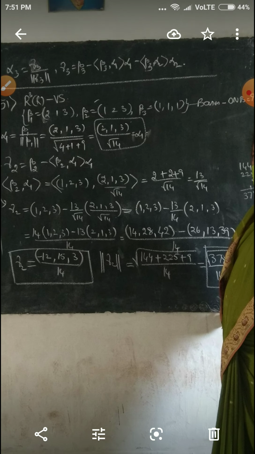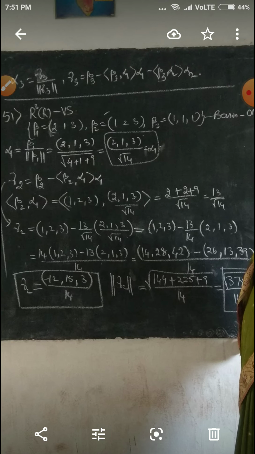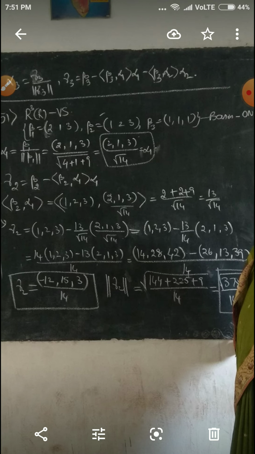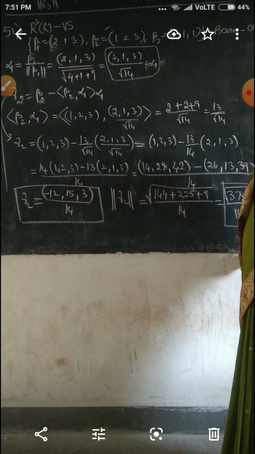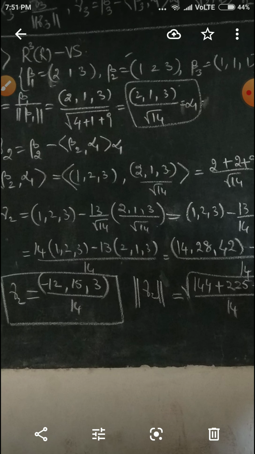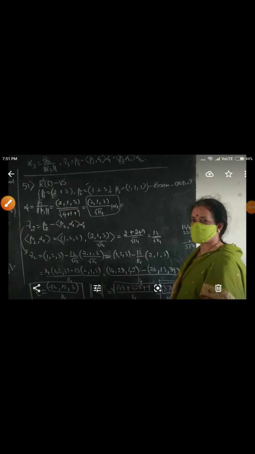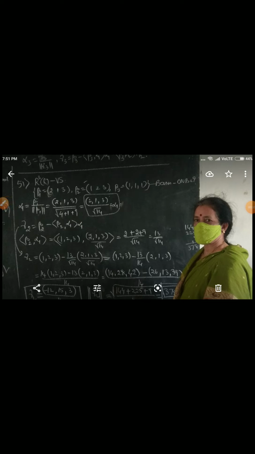So, we are going to do the inner product vector spaces problems based on the Gram-Schmidt orthogonalization process. Here in this problem, the vector space is R cube, and beta 1, beta 2, beta 3 are the given vectors: beta 1 equal to (2, 1, 3), beta 2 equal to (1, 2, 3), beta 3 equal to (1, 1, 1), which is the given basis. Then you are asked to construct an orthonormal basis.